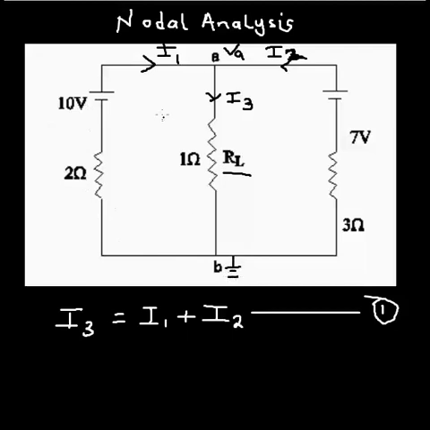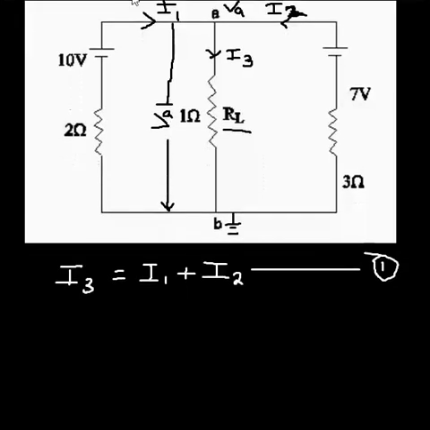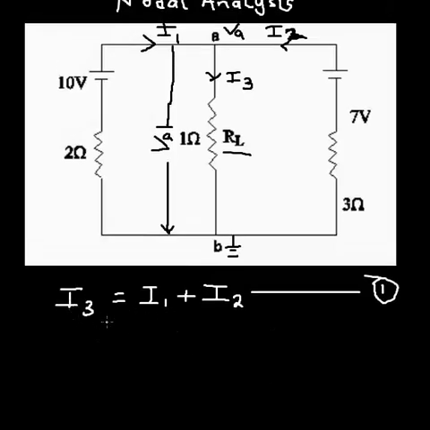The voltage across this load is VA. So simple. Let's now go to our KVL to express this current in terms of voltage. So I'm starting with loop one.